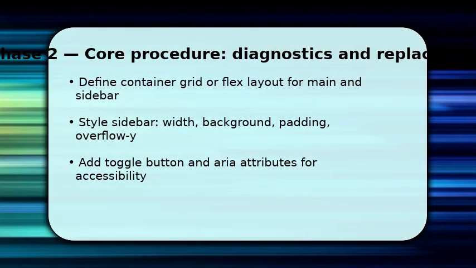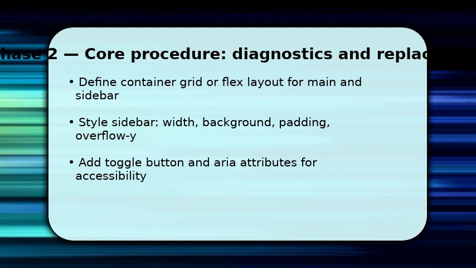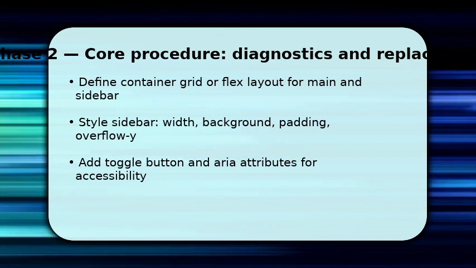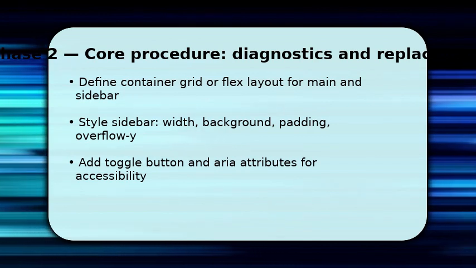You now build the structure and write the core CSS so the sidebar behaves well. Use CSS grid or flex to place main content and the asides side by side, then assign the chosen width and set background, padding, and overflow-y for scrollable content. Add a visible toggle button with proper aria-expanded and aria-controls attributes to support screen readers.